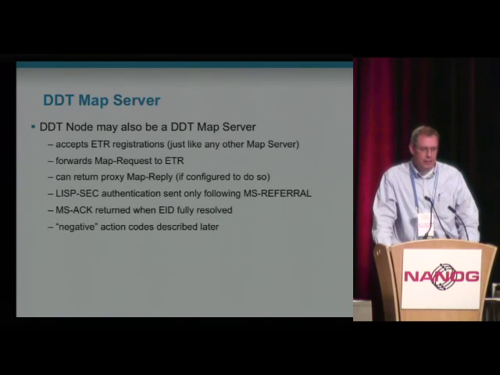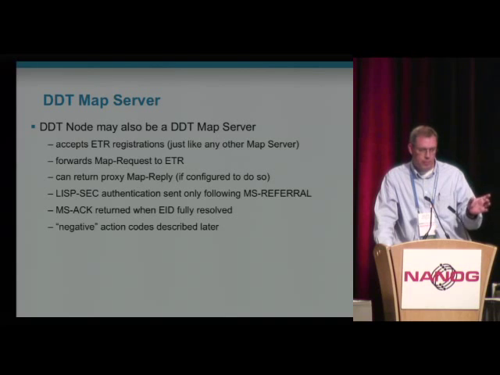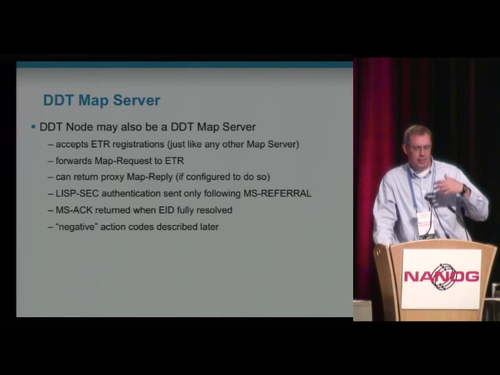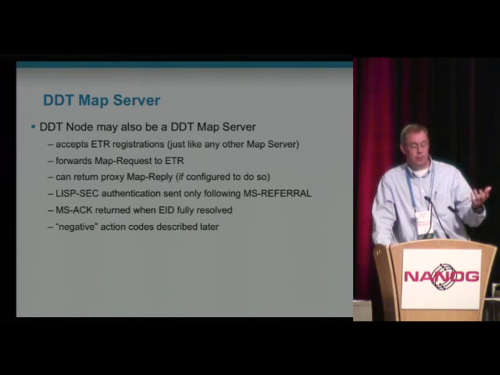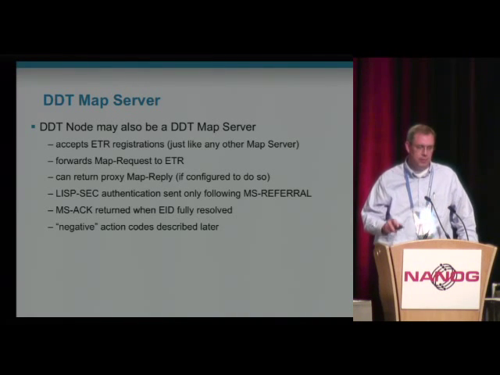So the DDT node can also be a map server, and a lot of this is implementation detail, but you could overlap the functionality. Everything that Vince talked about with the map servers could land on a DDT node. There's the idea that it would return the same messages. Ultimately, it ends up returning an acknowledgement that tells the querier when the query is done, when we don't have to iterate through any more DDT nodes.